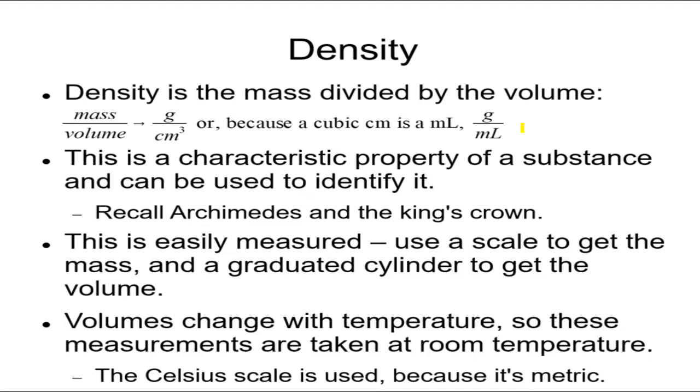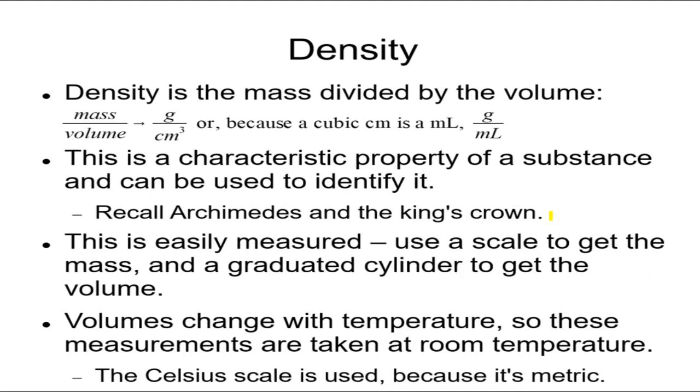Then take the king's crown, get the mass, and get the volume, and see if it's the same density. If it is the same density, you've got gold. If it's of a lower density, that means the mass must be less than you expected because it's silver. Silver has a slightly lower mass than gold. So he was able to figure out whether the king's crown was pure gold or he was cheated and there was some silver in it.